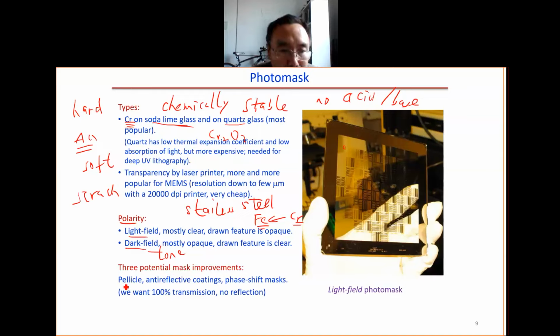We can do something to improve the photomask and photolithography. For example, we use a pellicle. I will talk about this in the next slide. Anti-reflection coating avoids light reflection. This will also be covered. And phase shift mask, we will learn next term in NE343. So now we look at the pellicle. Why do we need a pellicle?